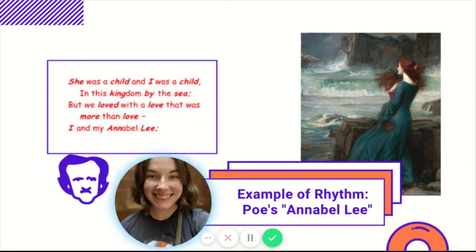When you say it, there's certain stresses that we put on words that create a rhythm. She was a child and I was a child. Da da da da da da da da da da da. Right? It's initially hard to find, but poetry typically has some sort of rhythm going on. And when you say it out loud, especially, that's when you can hear it.